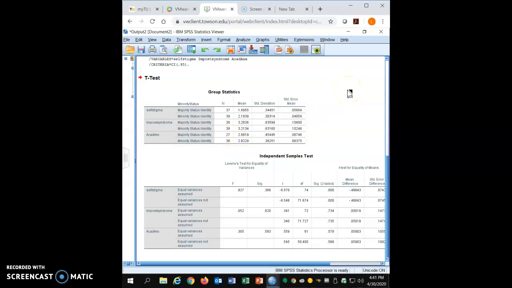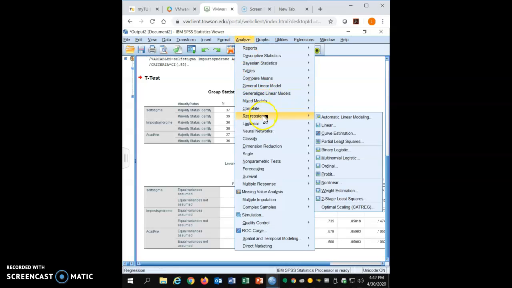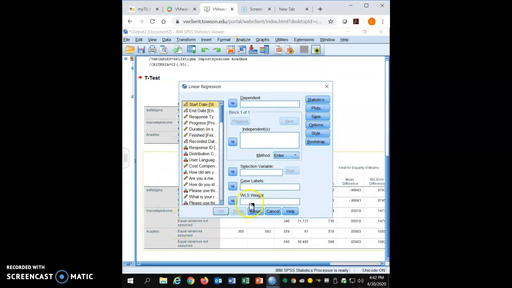So the one last thing that I can do is I can also look at, you can also do this just so that you can see what it looks like. Put this all into a regression analysis, right? We talked about that. So what we're going to do is scroll down under Analyze to Regression and put it in as a linear regression.